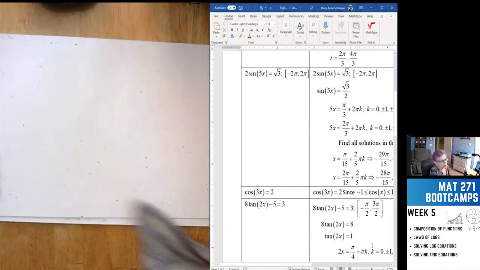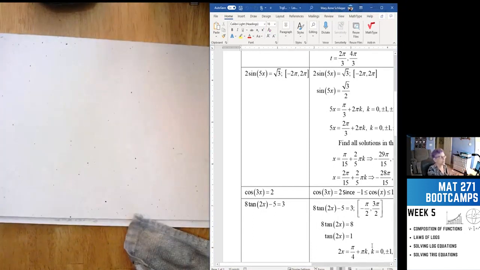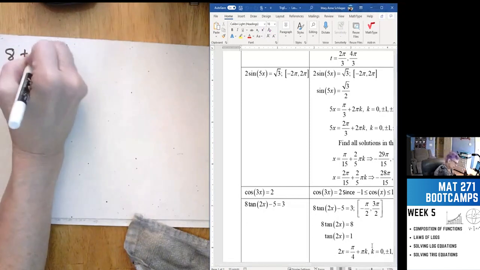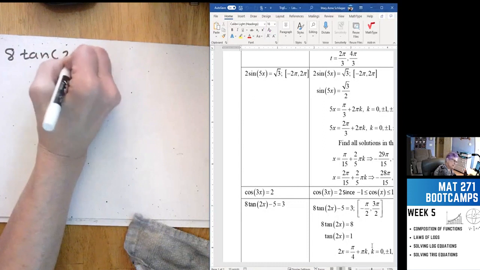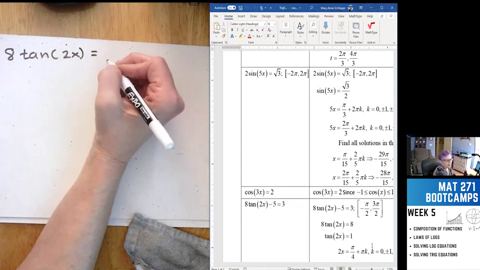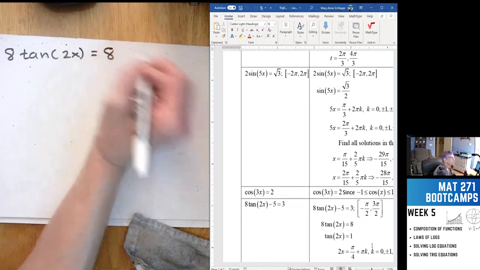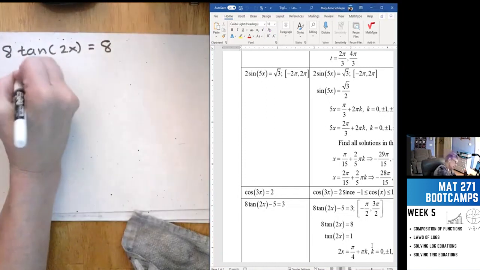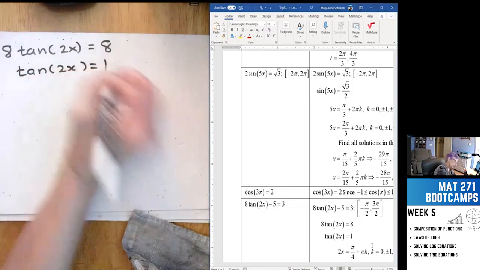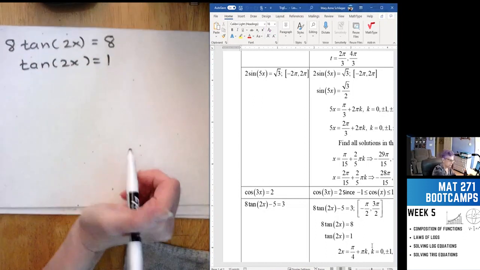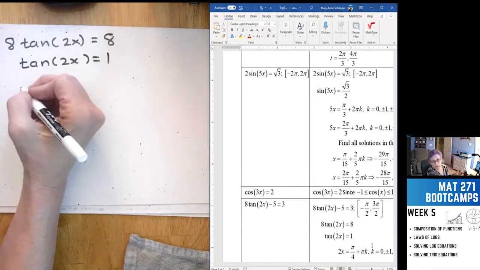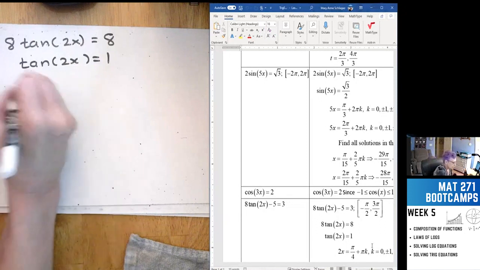Let's do one with a tangent in it. 8 times tan of 2x. And let's go ahead and add 5 to each side. So tan of 2x is equal to 1. Now, maybe you remember where tangent is equal to 1. Maybe you don't.